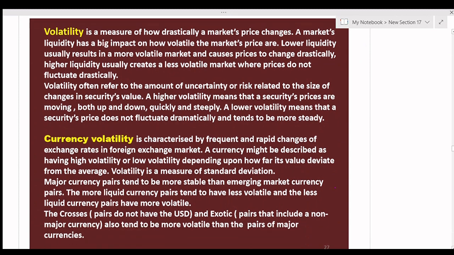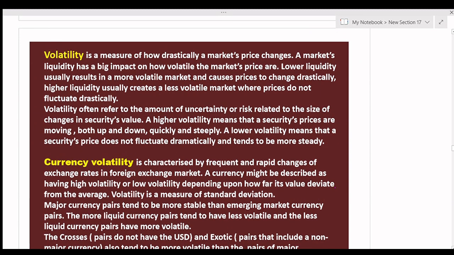Volatility is a measure of how drastically a market price changes. A market's liquidity has a big impact on how volatile the market prices are. Lower liquidity usually results in a more volatile market and causes prices to change drastically. Higher liquidity usually creates a less volatile market where prices do not fluctuate drastically.